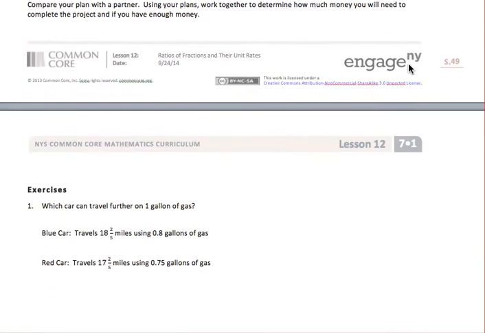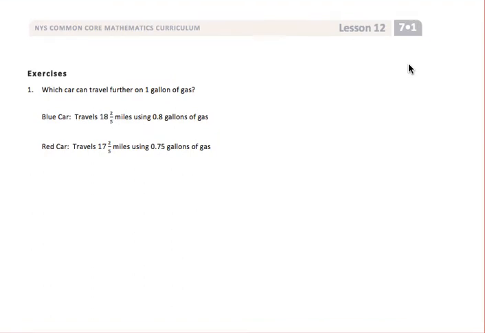We're going to focus on exercise 1, which is a problem about which car can travel further on 1 gallon of gas. A note that I want to make sure you get clear is that when you are looking at unit rates, you want to see which of the units are being asked for in terms of one or in a single of something. In this case, they want to know how far a car can travel on 1 gallon of gas. That's your indication that 1 gallon, the gas, is the unit rate.